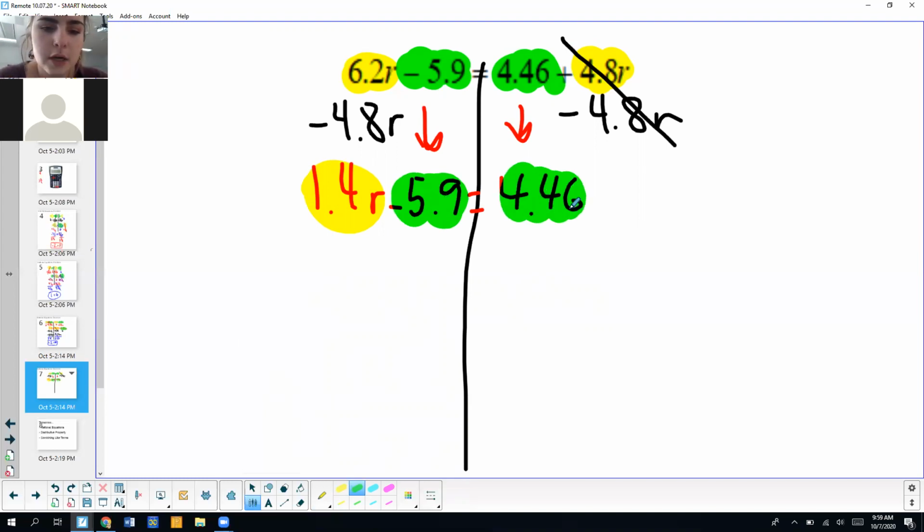So I'm noticing I've got my variable on the left, but I've got a constant on either side. So I'm going to go ahead and move my negative 5.9 over so I can get all my variables on the left and all my constants on the right.